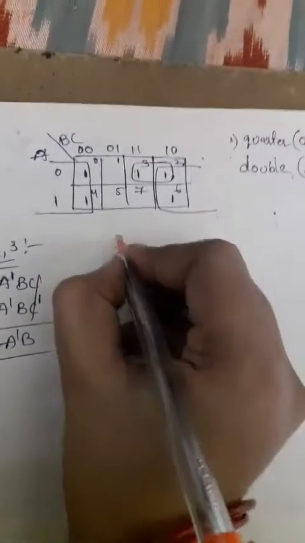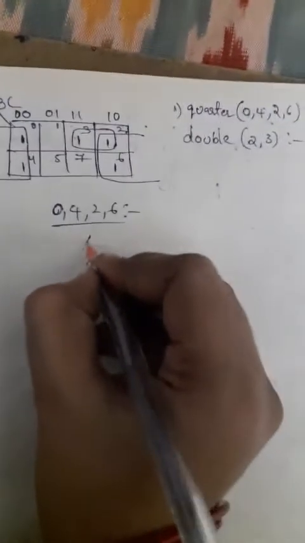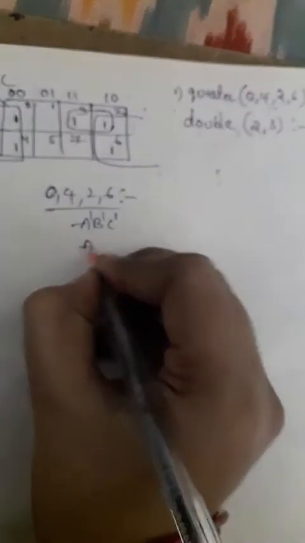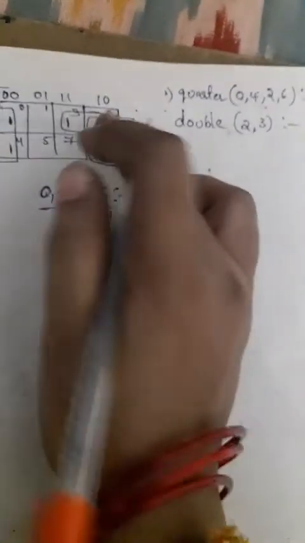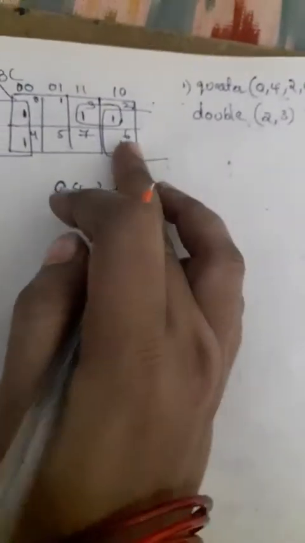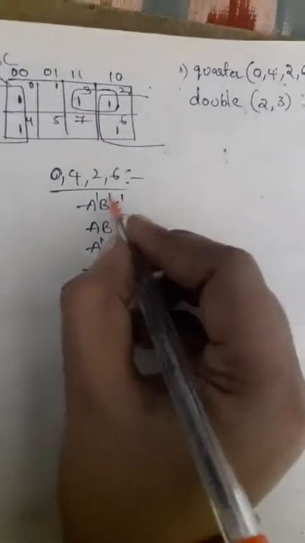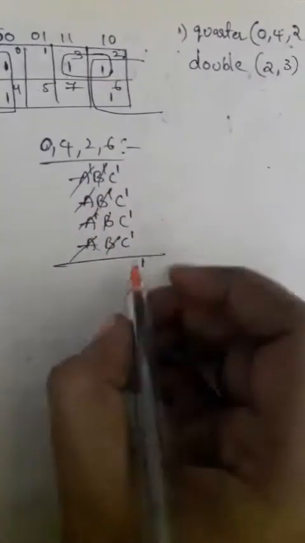Now coming to the quad, that is 0 4 2 6. Okay, so for 0 all zeros, right? So A complement B complement C complement. For 4, A 1 0 0, A B complement C complement. For 2, 0 1 0, so A complement B C complement, and next for 6, 1 1 0, so A B C complement. So here C complement will be common, and B complement B cancel, A complement A cancel. So then we'll get the term C complement.